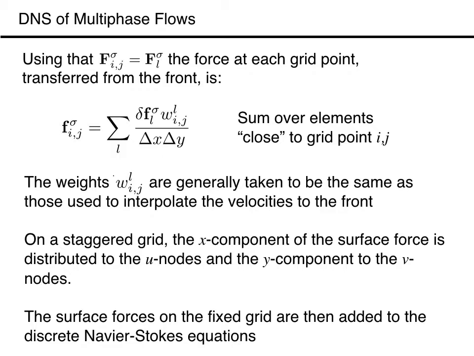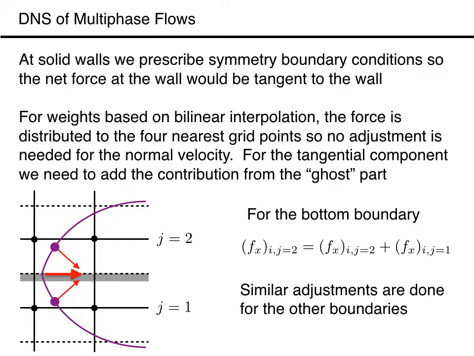Once we have the surface force per unit volume on the grid, those can be added to the discrete Navier-Stokes equations. For the fluid flow, we can assume that a flat boundary can be represented as a symmetry boundary. Although this is mostly used for inviscid flow, we can also use it for no-slip boundaries if we add the constraint of a zero tangent velocity.